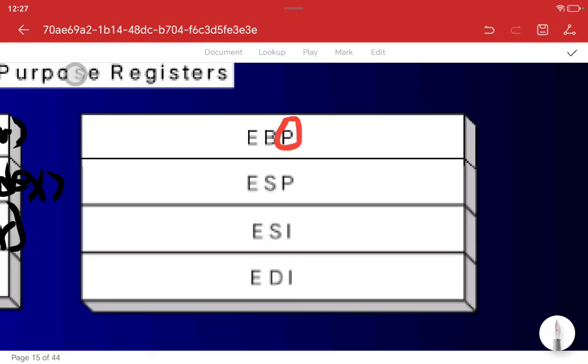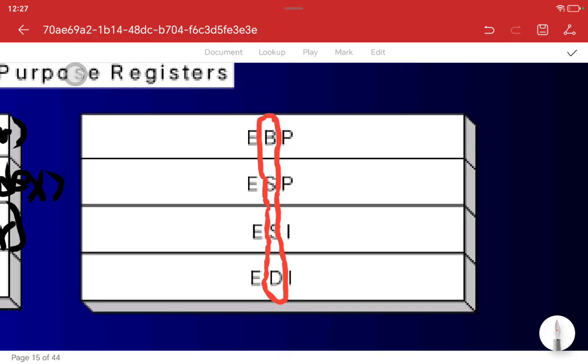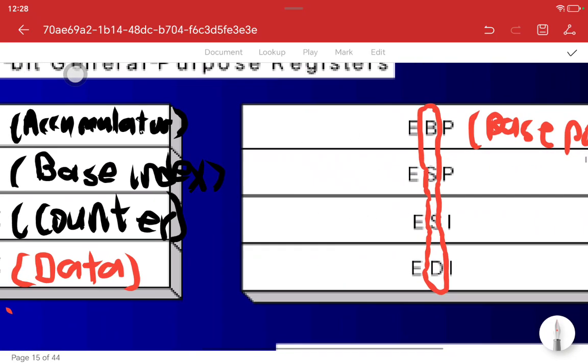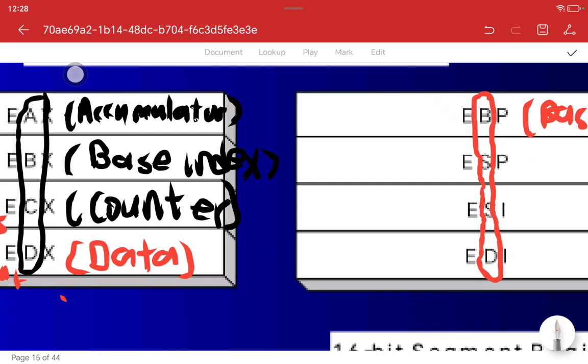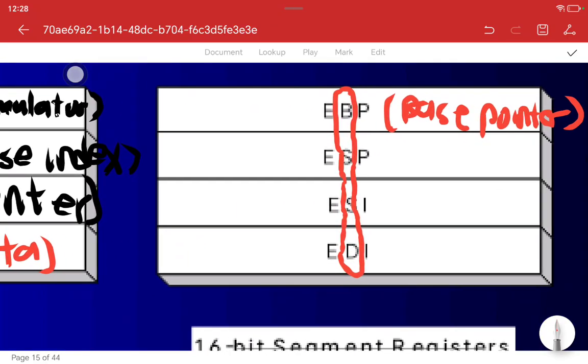Now, when we check the EBP, remember the pointer said that this one is for a pointer. And if I check this inside here, they usually stand for something. You see right there, the EBP is for the base pointer. Remember, the EBX is for the base index, then the EBP is for the base pointer.